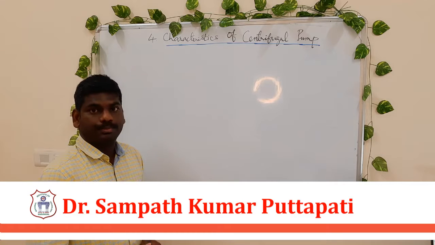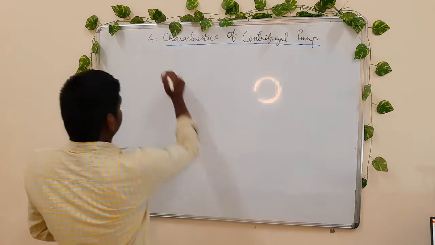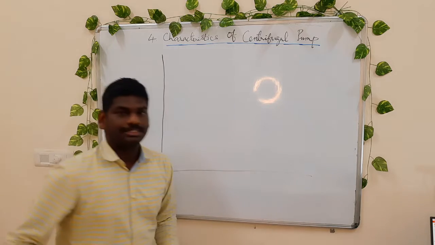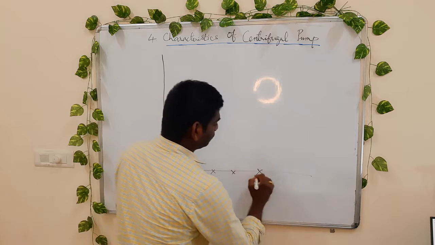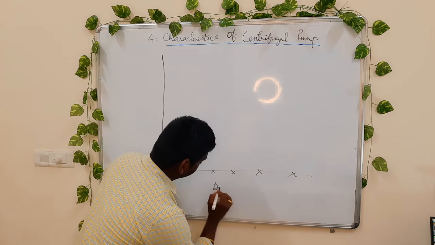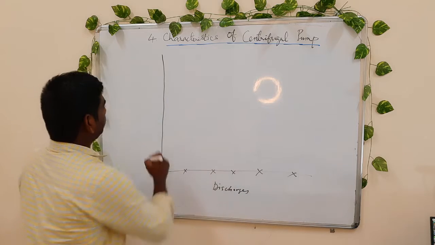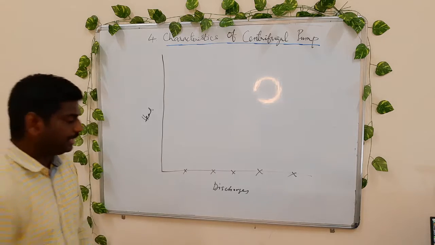So previously we saw all calculations related to the centrifugal pump. Now we'll try to plot the terms by using various inputs from the observation, to know the characteristics of the centrifugal pump. In general, at various discharges, 5 discharges, see how the head changes. One plot is how the head changes for 5 discharges.